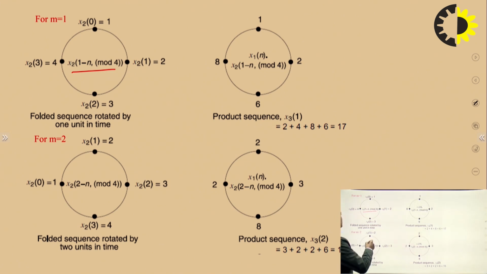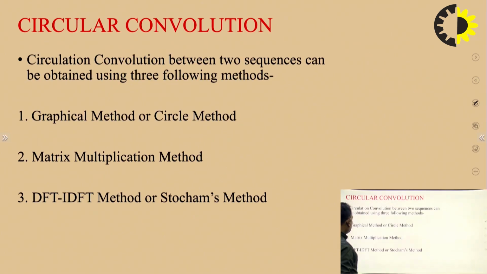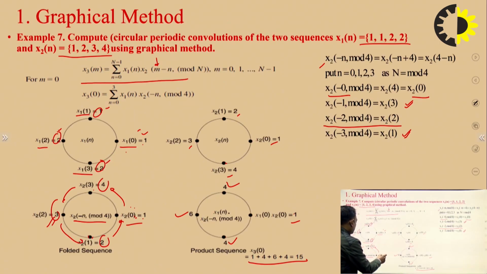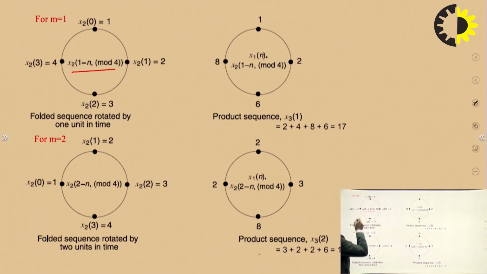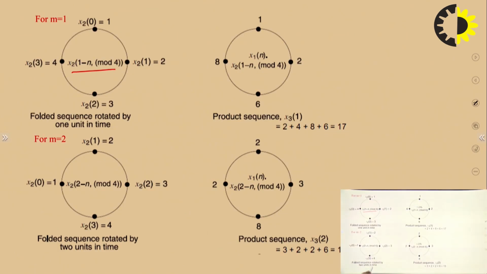So the next values are, this value will come here. You can see simply the 2 will come over here, 1 will come over here, 4 will come over here, 3 will come over here. Now again we will multiply this sequence x2 of 1 minus n with the corresponding values of x1 of n and add it up. So this is x1 of n into x2 of 1 minus n mod 4. You will get the values 2, 1, 8, 6. Then you will add this product sequence. So the value will become 2 plus 4 plus 8 plus 6, that is equal to 17.